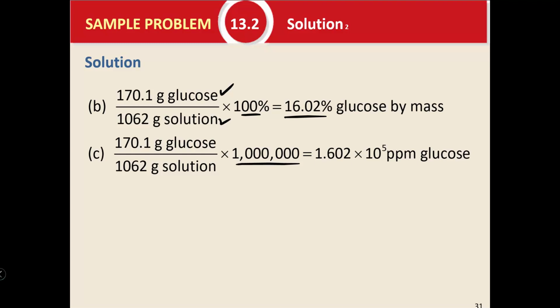And then if you want to know what it is per million, you just multiply. Instead of using 100 here, use 1,000,000, and now you can write this as parts per million glucose. Out of a million particles, how many of those particles are glucose molecules? So in a million particles, 1.602 times 10 to the fifth of them would be glucose. The rest would be the solution, not the solvent, the solution. All right, so I hope that helps.